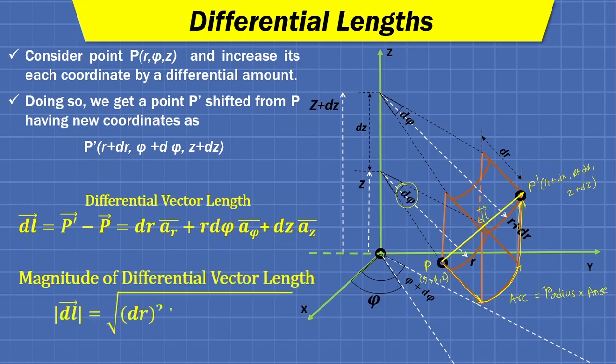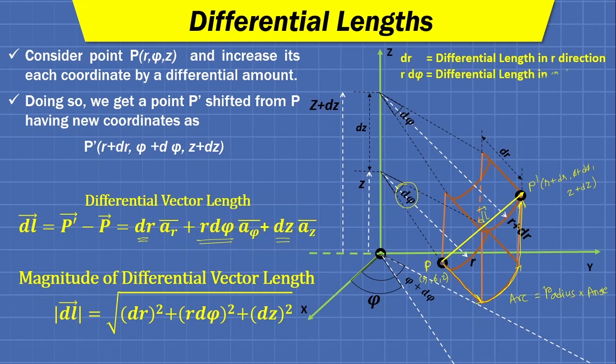The magnitude of the differential vector, which is also called the length of the differential vector, is modulus of dl bar equals under root of dr square plus (r dphi) square plus dz square. Here dr is the differential length in the r direction, r dphi is the differential length in the phi direction, and dz is the differential length in the z direction. So we need to understand the differential length in all three base vector directions, as well as how to calculate its magnitude.